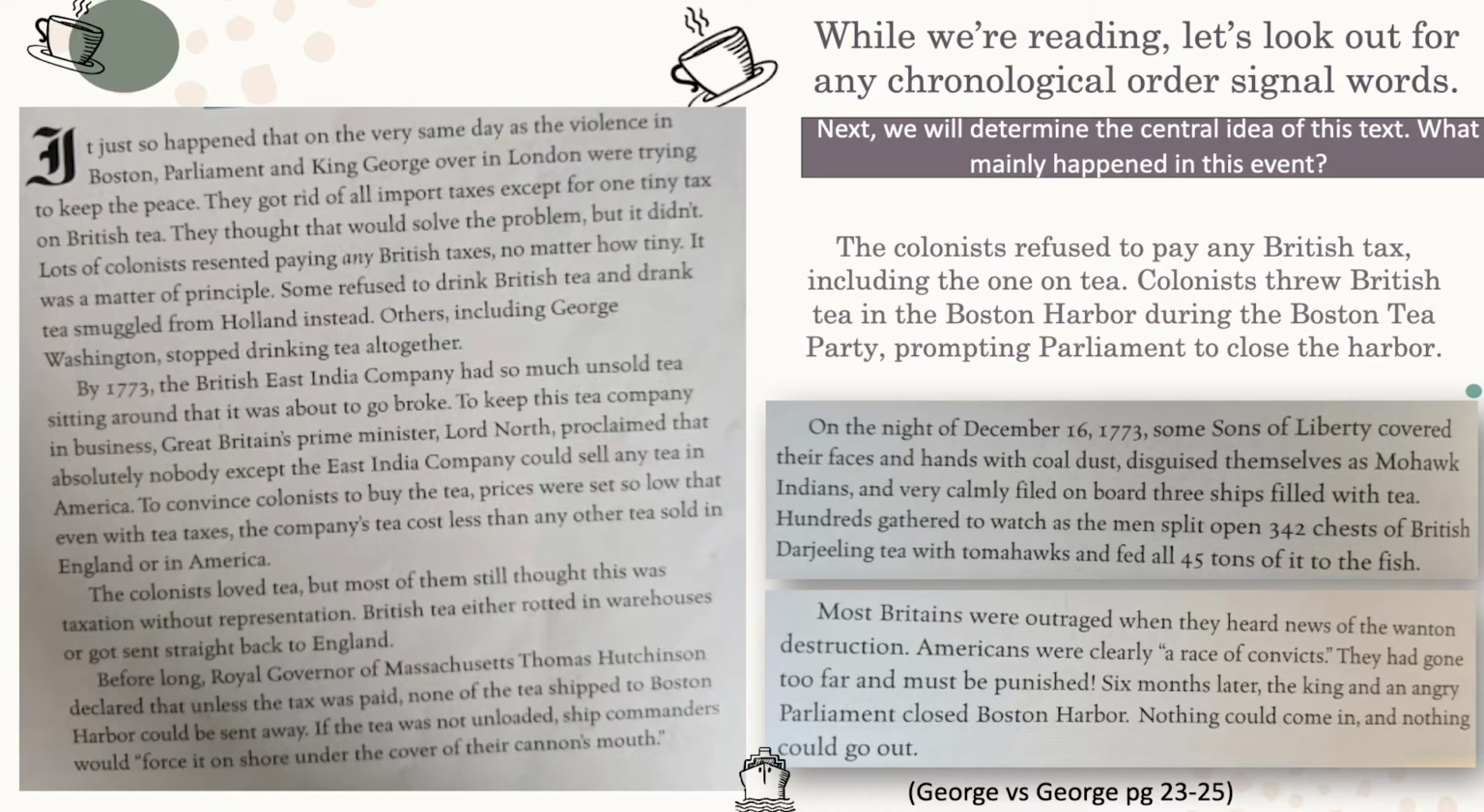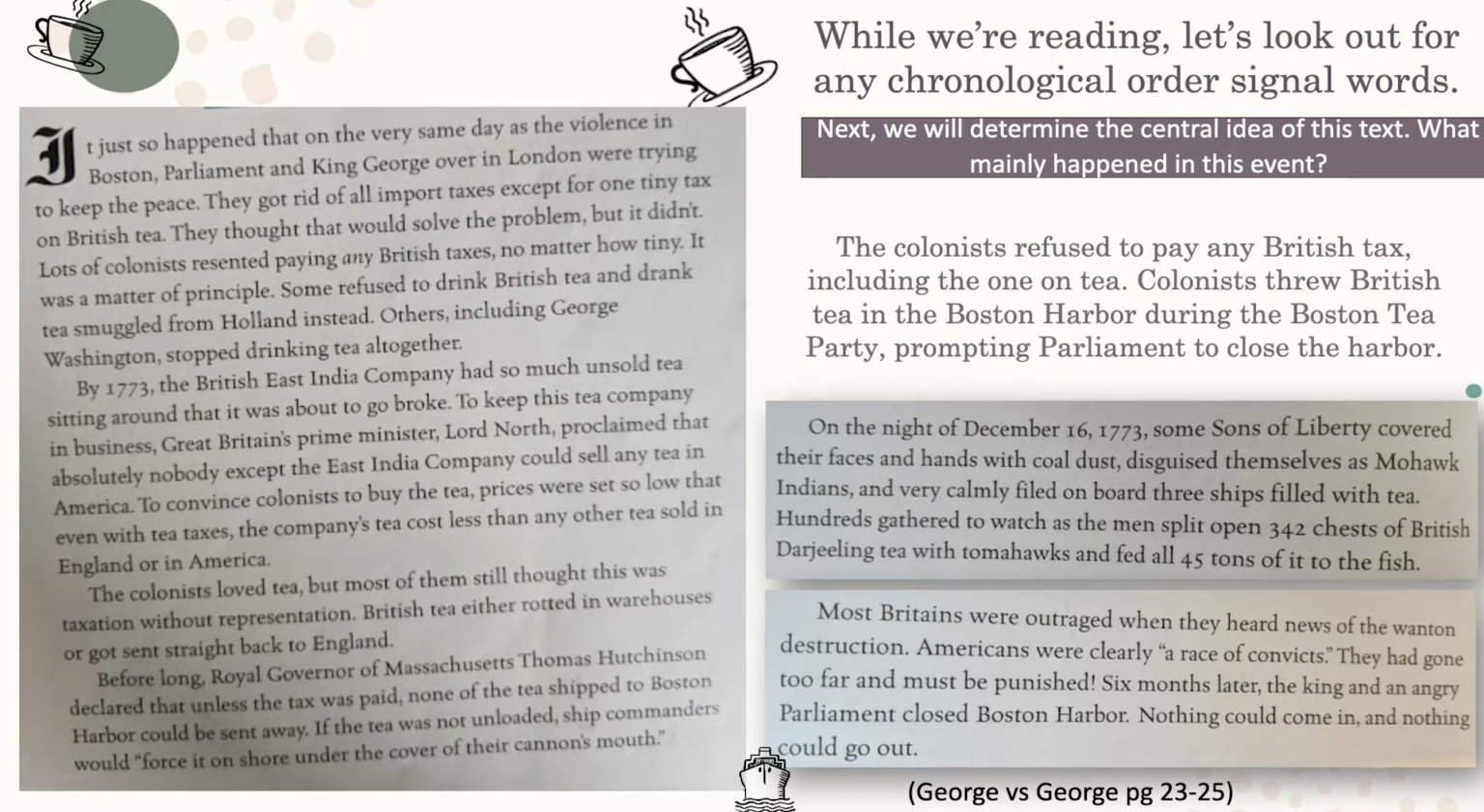It just so happened that on the very same day as the violence in Boston, Parliament and King George over in London were trying to keep the peace. So this happens right after the Boston Massacre. They got rid of all import taxes except for one tiny tax on British tea. They thought that would solve the problem, but it didn't.